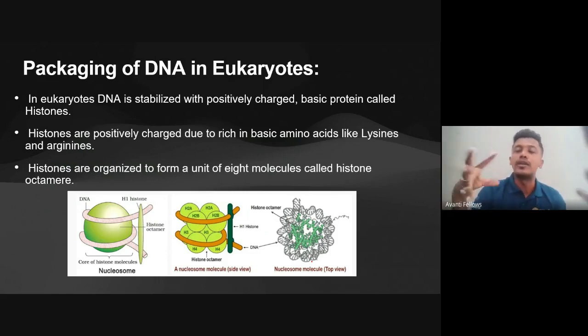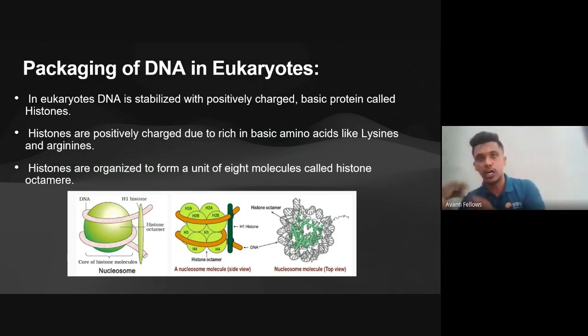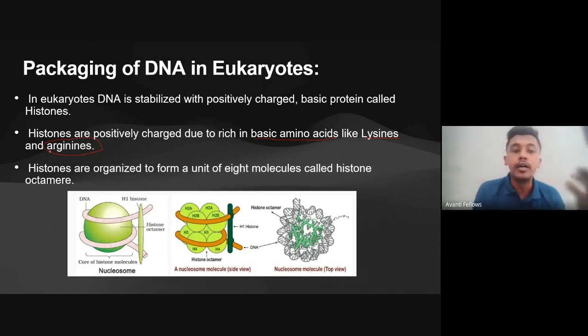Similarly, the type of amino acids involved in the formation of these histone proteins gives them their net charge. In this case, the amino acids present in our histones are rich in basic amino acids. Remember this, the basic, okay? Chemically they are basic amino acids, and the examples are lysine and arginine. So lysine and arginine are high in number in our histones. Since they have a high number of these basic amino acids, that gives them a very powerful net positive charge.